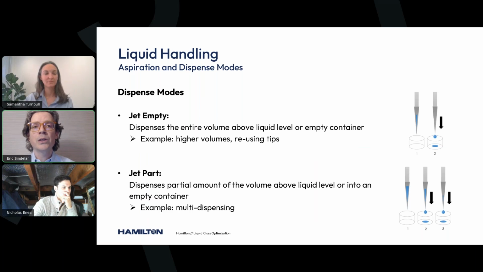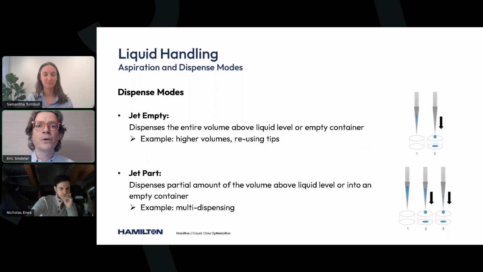Jet part is when you're dispensing a partial amount of the liquid. You aspirate a total volume and you dispense part of that volume for each transfer. This is the mode that you would use for multi-dispensing. And again, since it's in jet mode, that means it's dispensing above the liquid level or into an empty well.